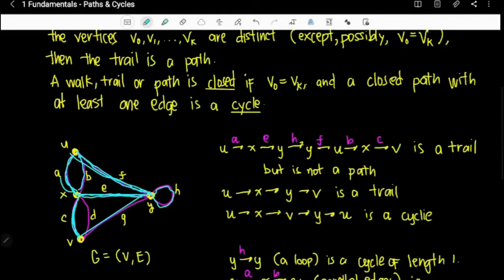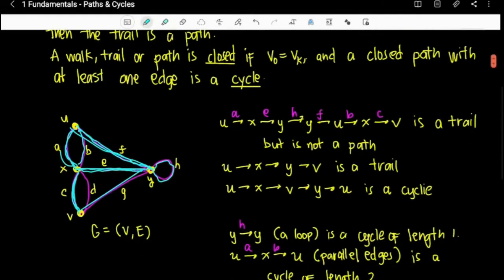Okay? So, those are just different walks in a graph. Lahat yan, walk, lahat yan. Pag nadagdagan ng restriction, naiiba lang ang pangalan ng walk. Pero all of them are walks.